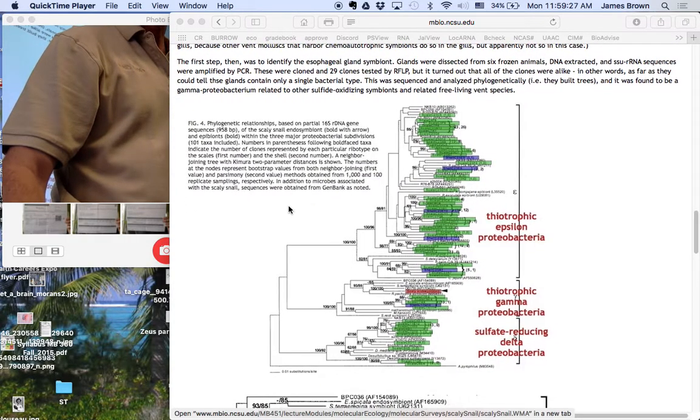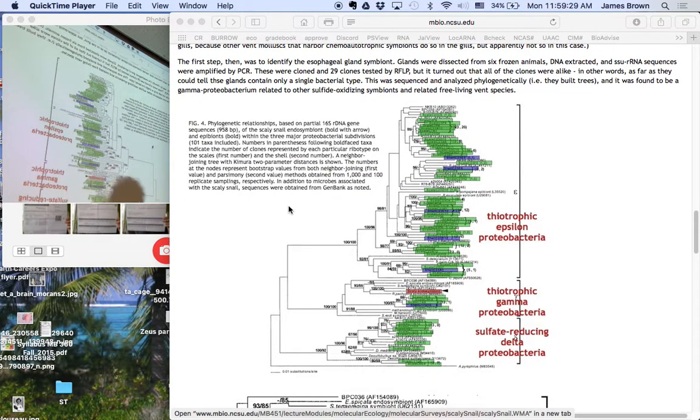So the first thing then was to dissect some of these animals, pull out the esophageal gland, and do ribosomal PCR, right? Standard issue stuff. And maybe to pleasant surprise, they get one sequence, and one sequence only. That organism trees out right here amongst the gamma proteobacteria, amongst a bunch of other thiotrophic creatures, so sulfur oxidizing gamma proteobacteria, including some symbionts of other deep sea vent animals. Also some free-living sulfur oxidizers in this environment.